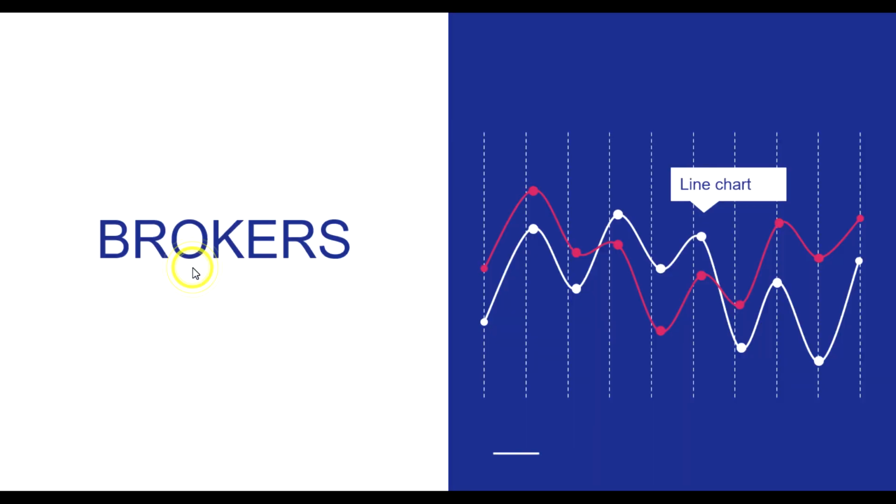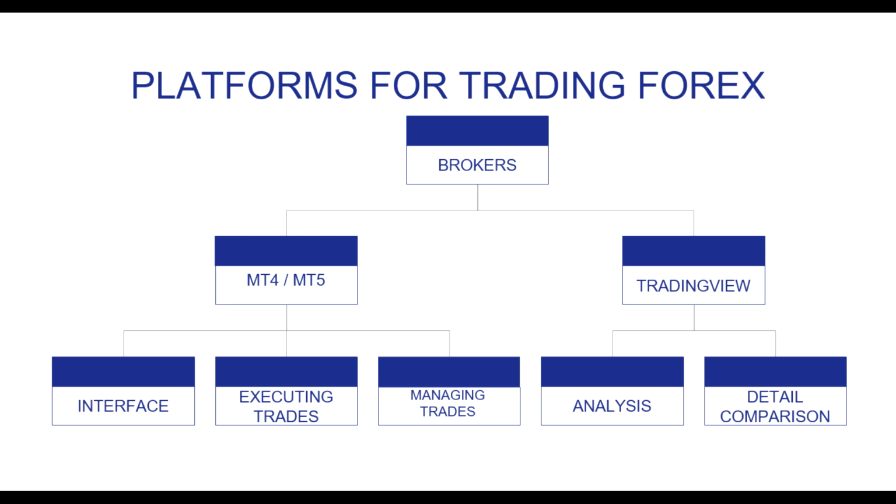So we are looking at MT5. Currently I trade more on the MT5 and the MT4, which basically have the same interface, just slightly different with the MT5. All right, so now let's look at the MT4 and MT5. We'll look at the interface, we'll look at trade execution, and then managing trades. Okay, so what does the MT5 actually look like?